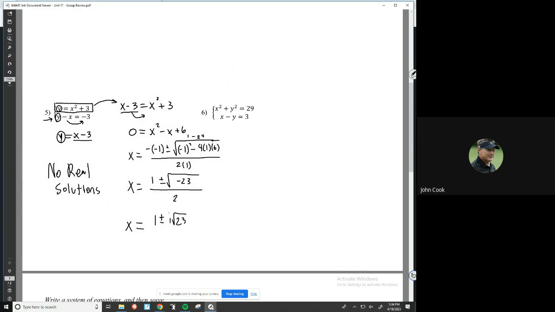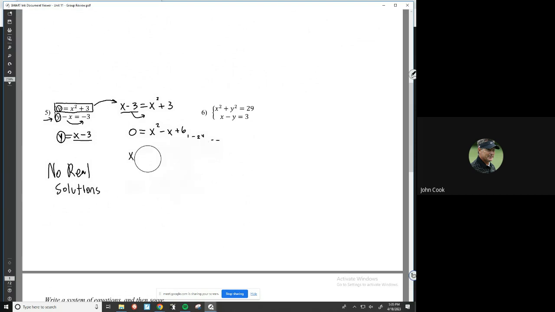You guys remember this stuff? Over 2. And technically, you should be able to solve for the corresponding y values the exact same way. They'd just be complex as well. Like if you had y minus x equals negative 3, you could plug in your x values and all that stuff. But I'm pretty sure you don't have to do that for this unit. So let's just leave it at no real solutions, okay?